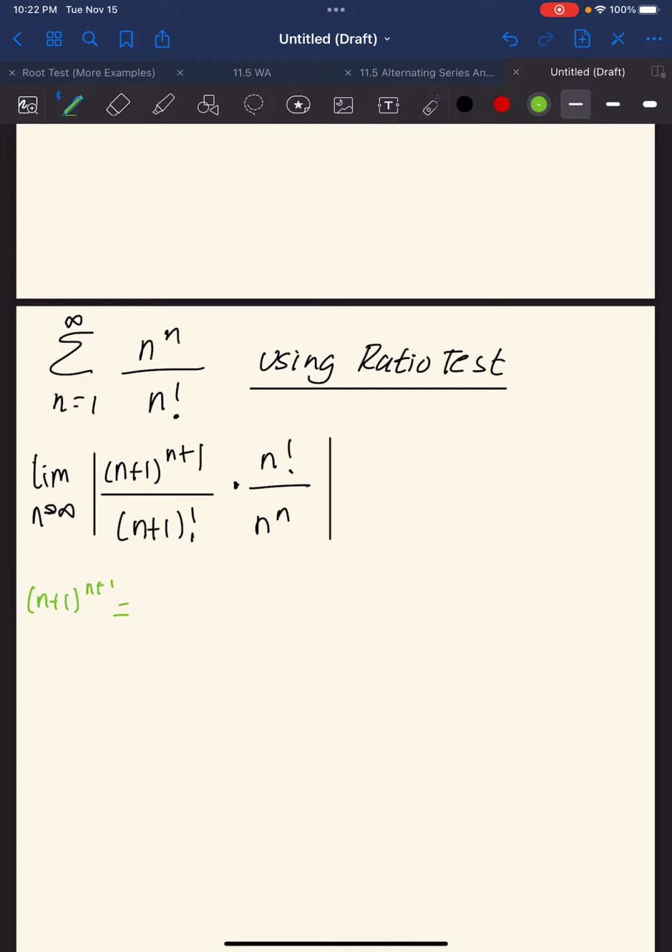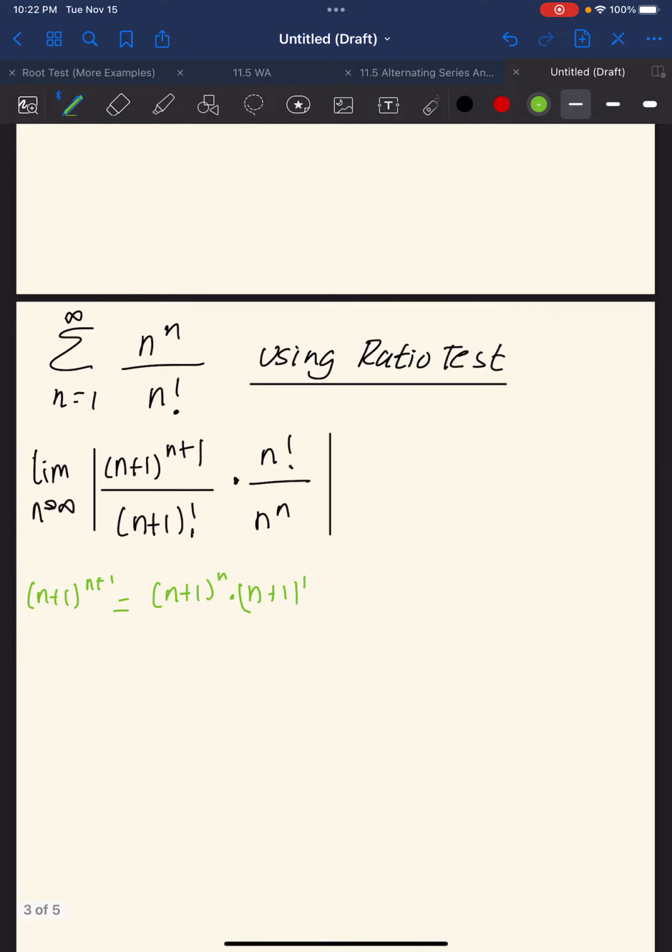Basically, for the simplification, (n plus 1) raised to the n plus 1 we can write as (n plus 1) raised to the n times (n plus 1) raised to the 1. This is equal to that because since they're like bases, you can just add the powers: the powers of n and 1 add together to give n plus 1 raised to the n plus 1.